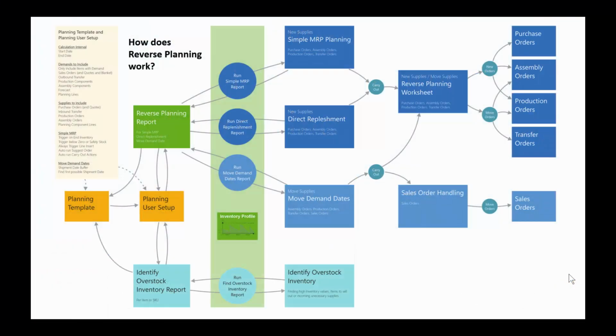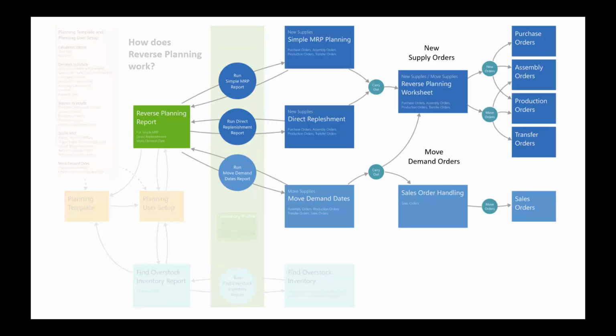Reverse planning is actually like normal MRP planning, except we made it simpler, only to create new supplies and move supplies. This simplifies things quite a lot. So for instance, if you look at this drawing here, we will only make new supplies with the simple MRP planning or the direct replenishment.